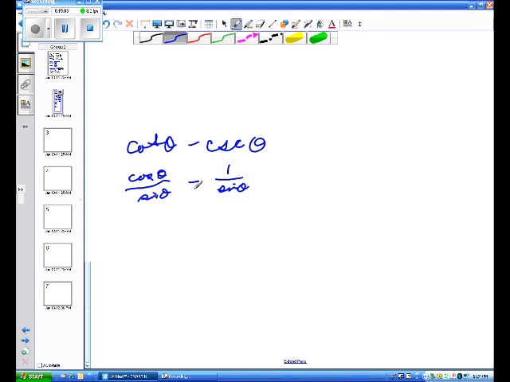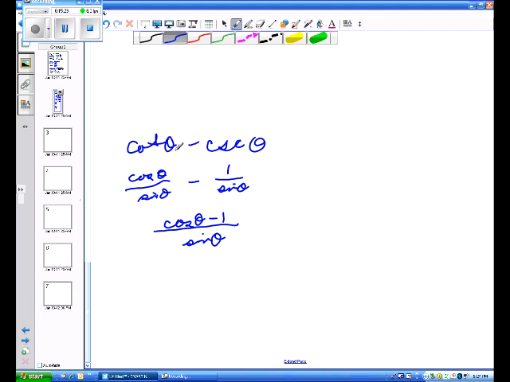Now we have two fractions that we're subtracting. To be able to subtract, we need a common denominator, which we have. So this would be cosine theta minus 1 over sine. It's a little bit simpler if you write it over one denominator. And now we've got this that's a little bit more complicated.